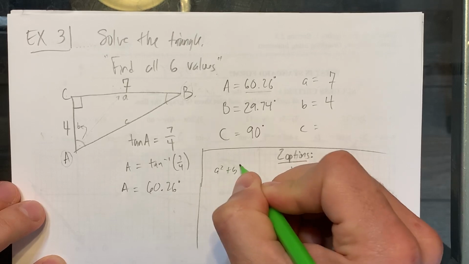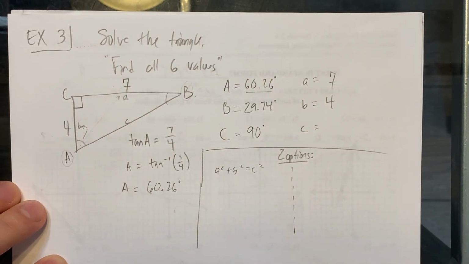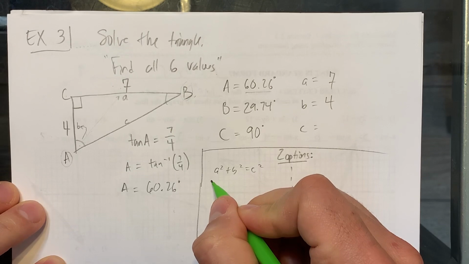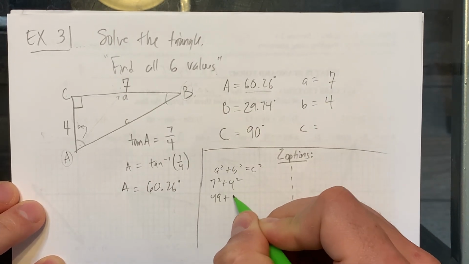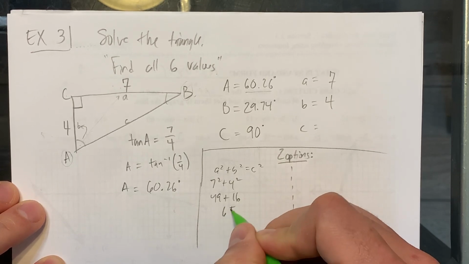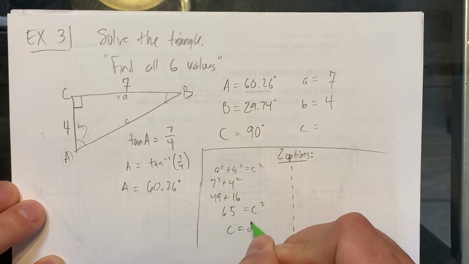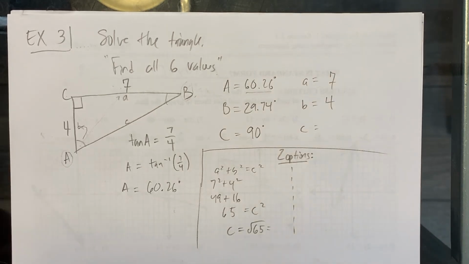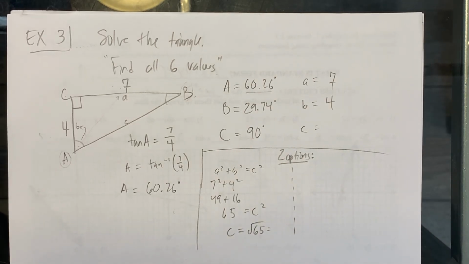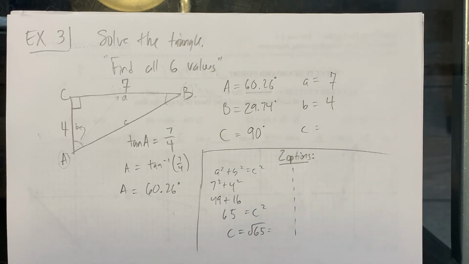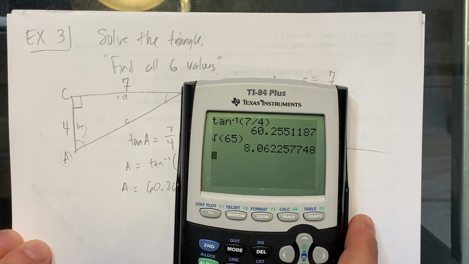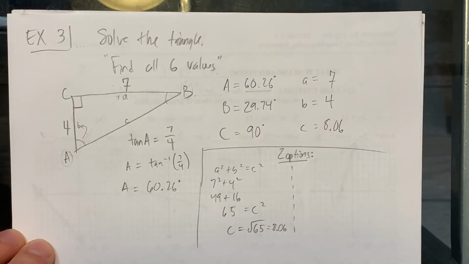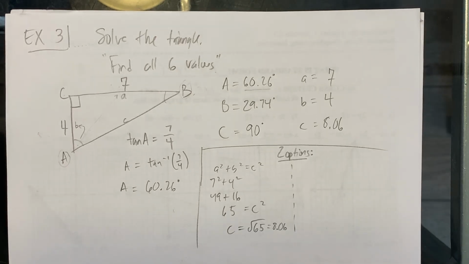And the first way is the Pythagorean theorem, a squared plus b squared equals c squared. So little a is 7, so we're going to call this 7 squared plus 4 squared, which is 49 plus 16, which is 65, equals c squared, and so c is the square root of 65. Your book says to round these to the nearest two decimal places, so the square root of 65 is going to be 8.06.